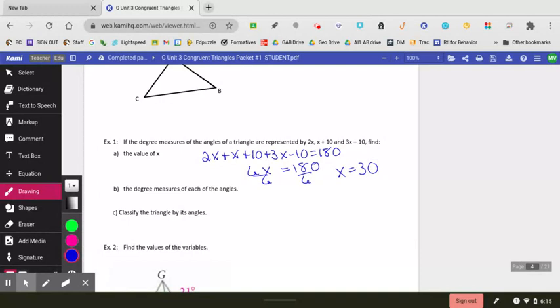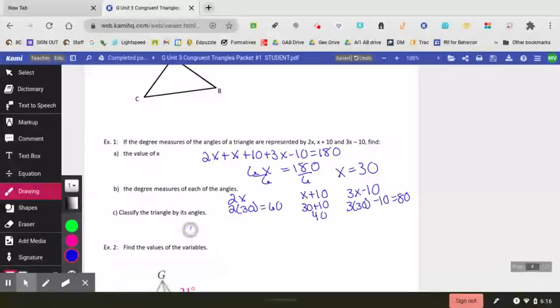Now to find the degree measure of each angle, I know one angle was 2x, so that's 2 times 30, which is 60. Another angle was x plus 10, so that's 30 plus 10, which gives me 40. And the last was 3x minus 10, so that's 3 times 30 minus 10, which is 80. Classify the triangle by angles. Well, the angles are 60, 40, and 80. Therefore, they're all acute, so it's an acute triangle.